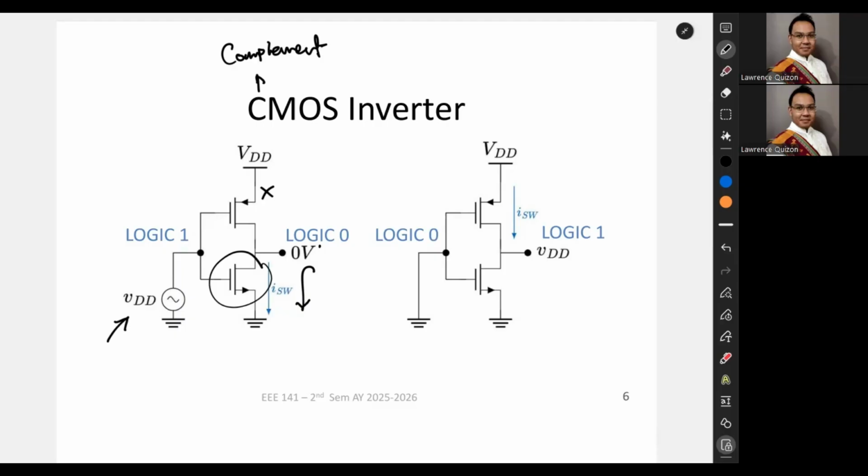The NMOS is a small resistance, but the PMOS is a very large resistance, which means that the output is practically zero, because we're shorting it to ground. On the other hand, if we have an input that is ground, the NMOS is open, but the PMOS is practically closed. So then we're shorting the output to VDD, giving out a logic 1. And this is the operation of a CMOS inverter.